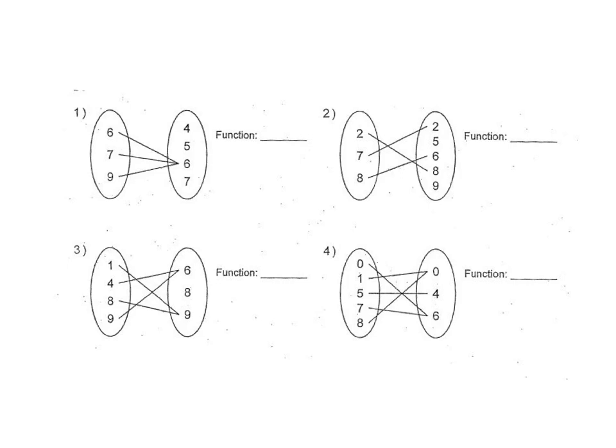Next, we're looking at mapping diagrams. Mapping diagrams are really just another way of either writing a table or writing out the ordered pairs. And you can, for each one of these, write out the ordered pairs. For example, for number 1, the ordered pair would be 6, 6. 6 goes to 6. The next ordered pair would be 7, 6. The next ordered pair would be 9, 6. And you could see that 6, 7, 9, there are no repeats in the x value, and so yes, this is a function.